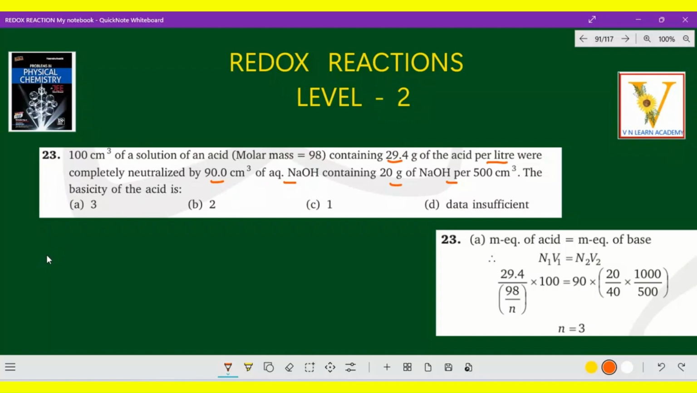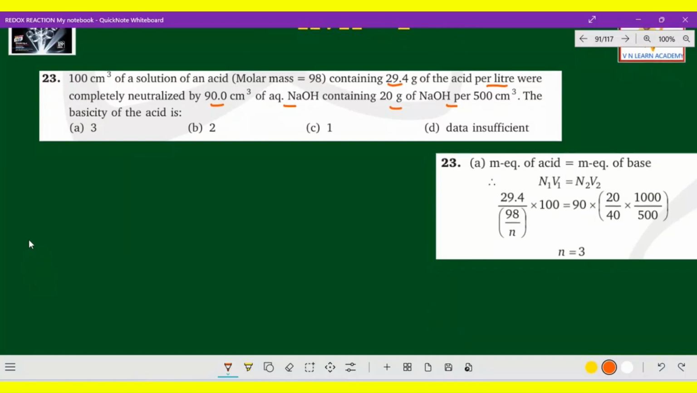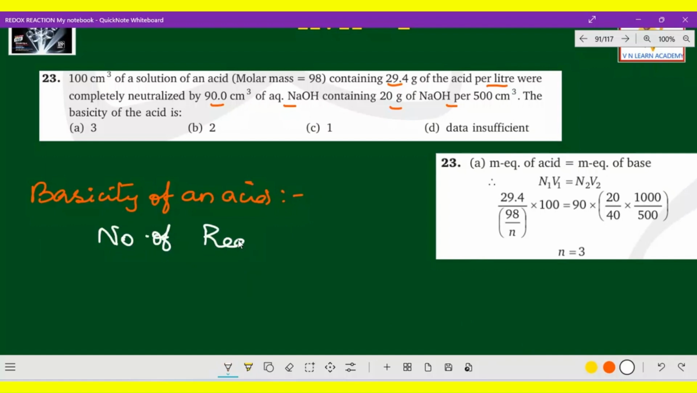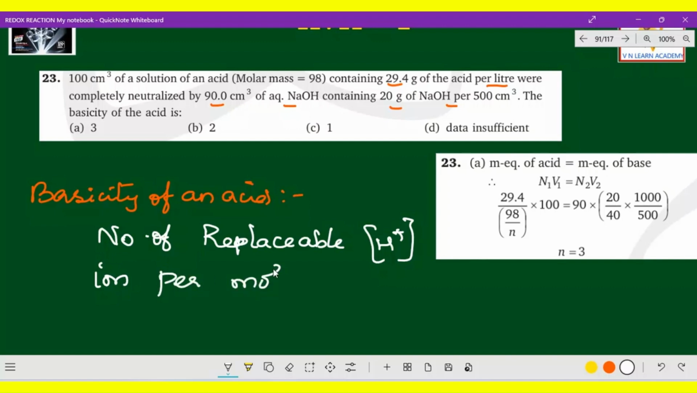You know what we mean by basicity of the acid? Number of H+ ions replaceable. That is called basicity of an acid, right? Volumetric analysis we have gone through, the same idea. Come on, let us identify. Basicity of an acid is the number of replaceable H+ ions per molecule. So the number of H+ ions per molecule is called the basicity of an acid.